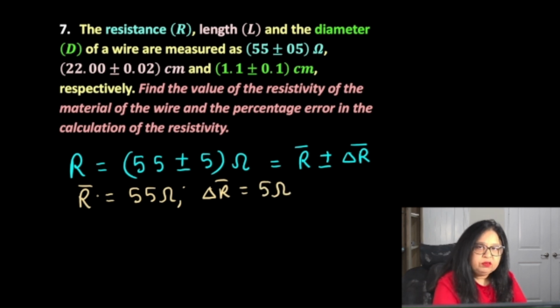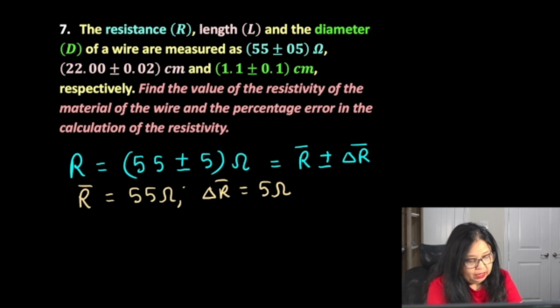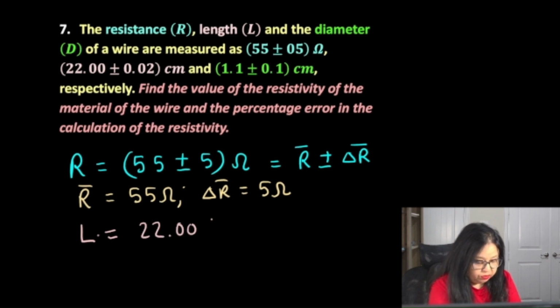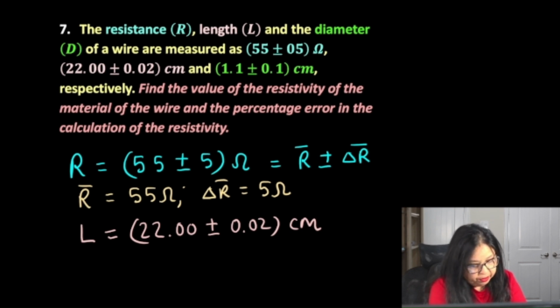I'm not going to write this down for every single quantity, but I wanted to show this to you for at least one. Next thing is the length of the wire, L. It is equal to 22.00 plus minus 0.02 centimeters. And the last is the diameter. What is the diameter equal to?